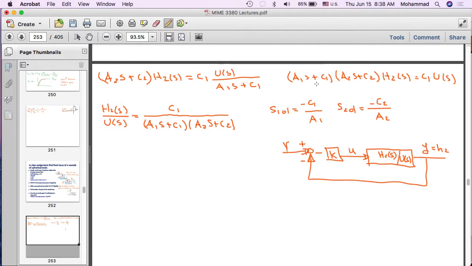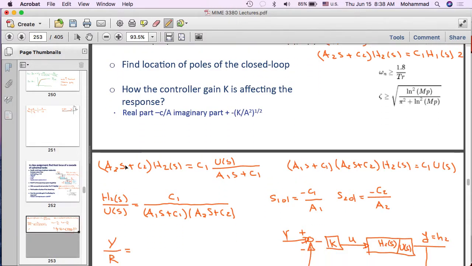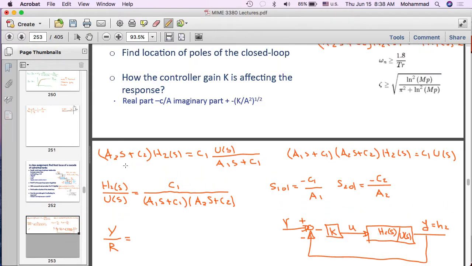So I'll give you 30 seconds to find Y over R. What is the closed loop transfer function? Find it, please. And once you have it, then find the location of poles of the closed loop. And we want to discuss how K affects those poles.